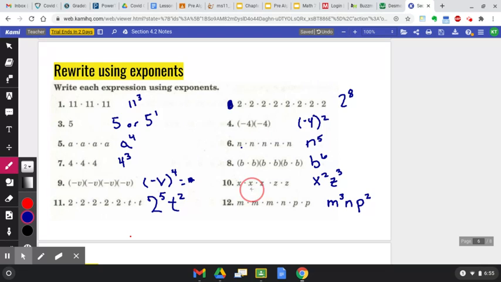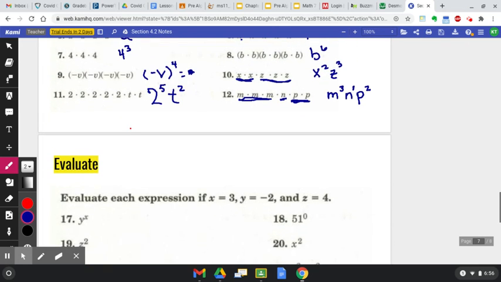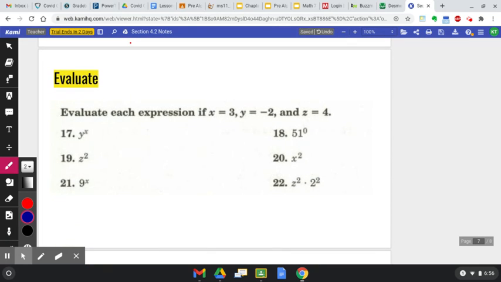Number 10, we have two bases. We have x squared and we have z to the third. Number 12, there's three bases. We have m to the third, n or n to the first. You could have written a 1 there. You don't need it, but you could write a 1 there. And then we have p squared. All right, now evaluate, okay?